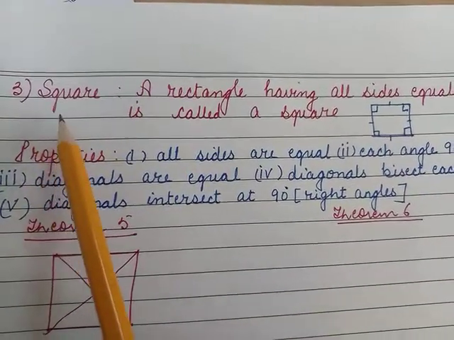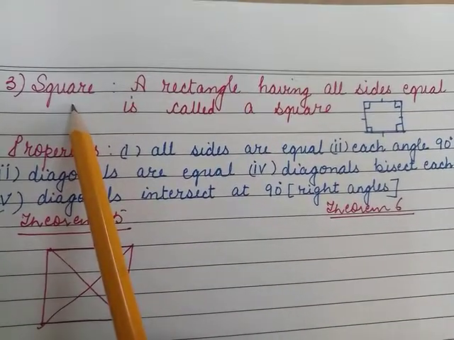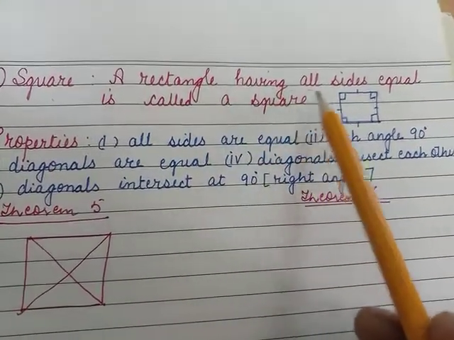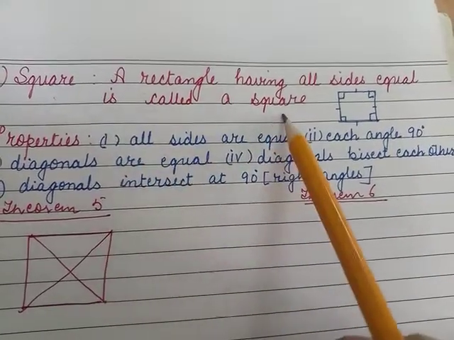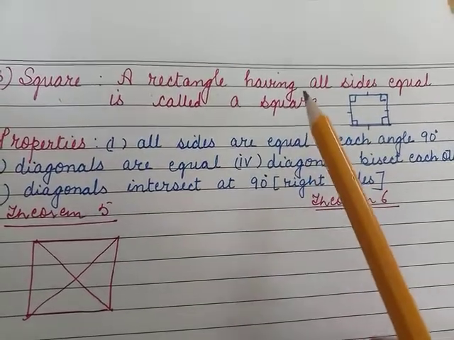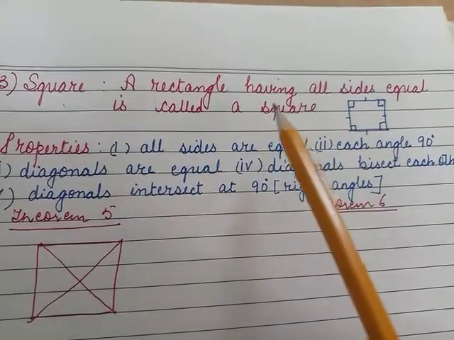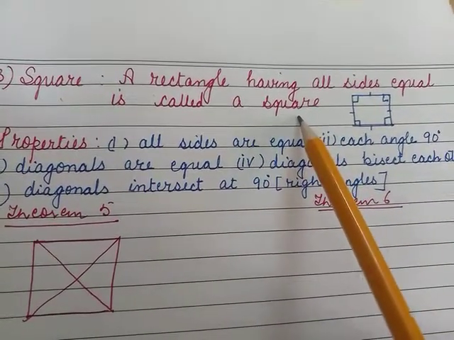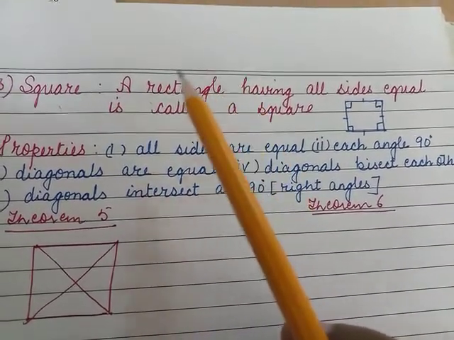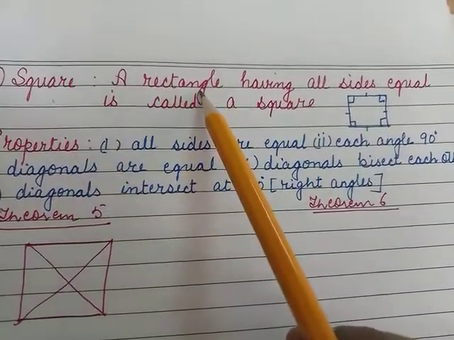Now we learn about the third type of parallelogram, the third type of quadrilateral, that is the square. A rectangle having all sides equal is called a square. A square is a special type of rectangle, children. A rectangle is a special type of parallelogram. So, square and rectangle both are parallelograms. A rectangle is a parallelogram. A square is also a parallelogram. And a square is also a rectangle.